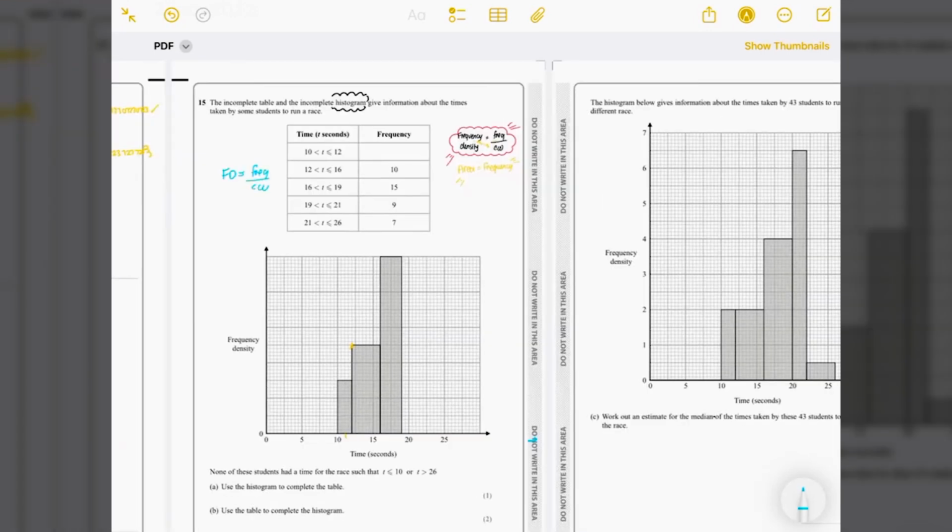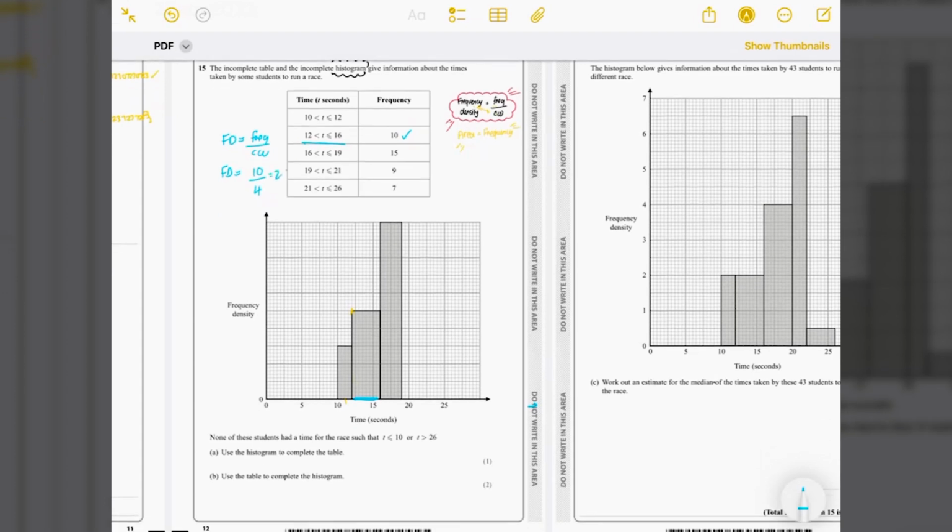So here for the 12 and 16, which is this section over here, my frequency density is my frequency, which is 10, divided by the class width, which is 4, equals 2.5. So over here, this part over here for my frequency density is 2.5. Now that's going to help me understand the scaling. It could be 1, 2, 2.5, then it goes to 3, 4, 5. So do you see how we use that piece of information?